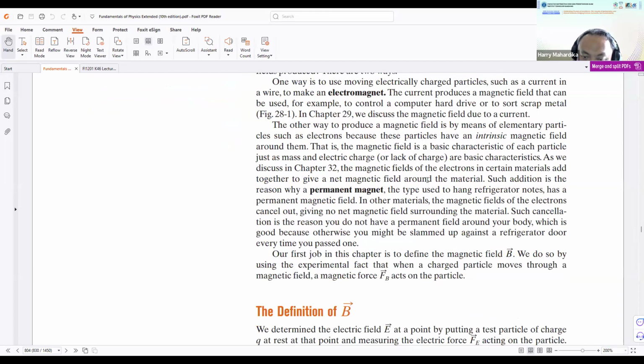So our first job in this chapter is to define the magnetic field B, and we do so by using the experimental fact that when a charged particle moves through a magnetic field, a magnetic force acts on the particle.